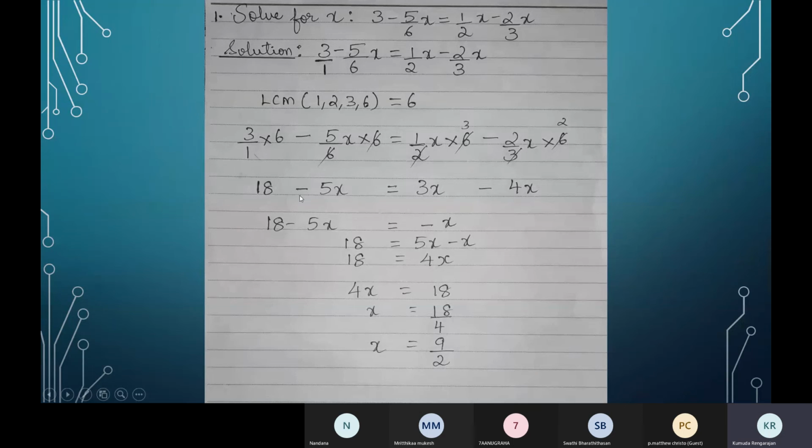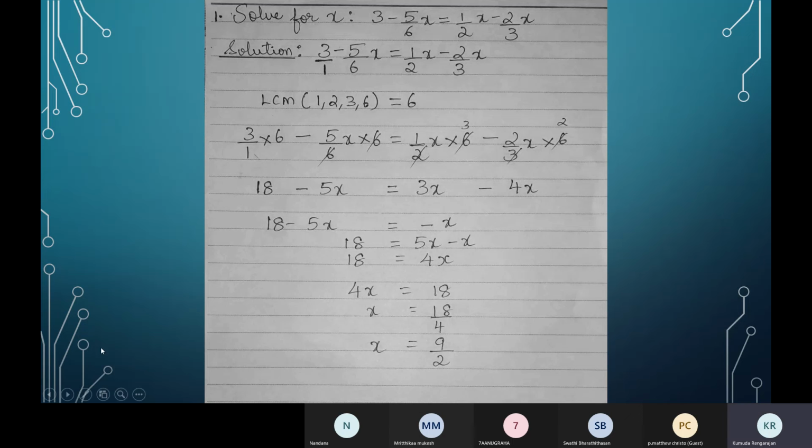18 minus 5x, they're not like terms. 18 is 18, but 5x has x in it. This one doesn't have x in it. Either they should have been only numbers, 18 minus 5, then you can simplify. Or it should have been 18x minus 5x. Then also you can simplify. But this 18 minus 5x cannot be simplified, because they're unlike terms. This one has x in it, that doesn't have an x. You cannot add or subtract unlike terms.